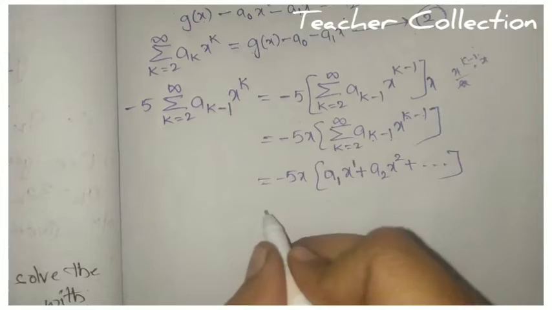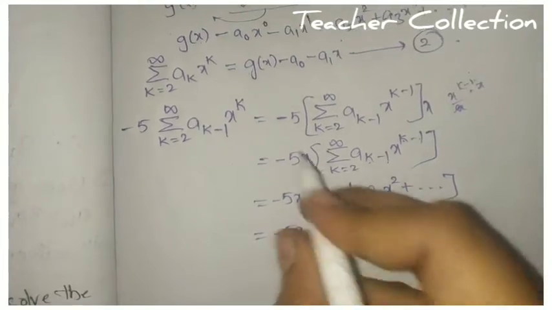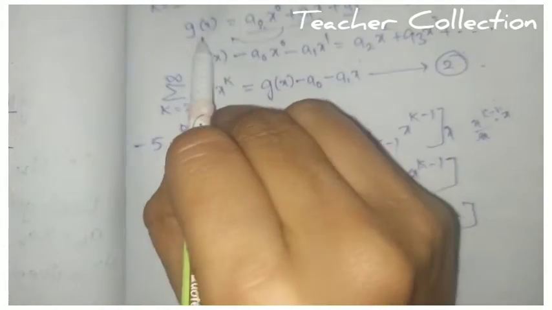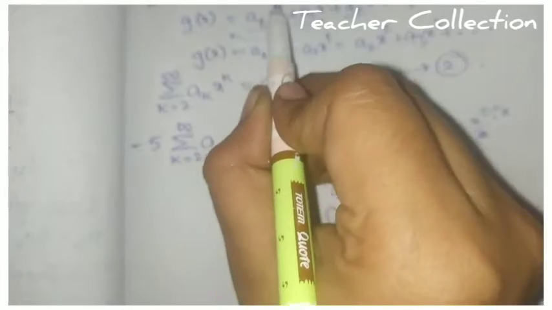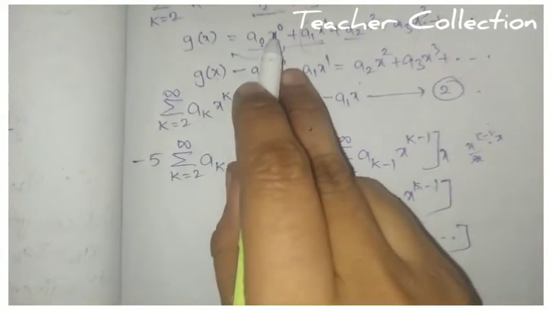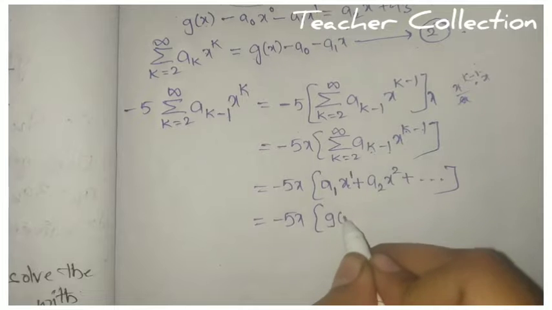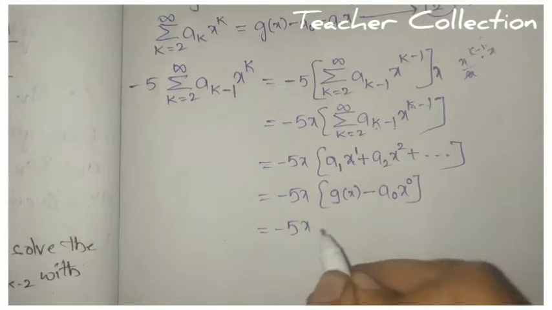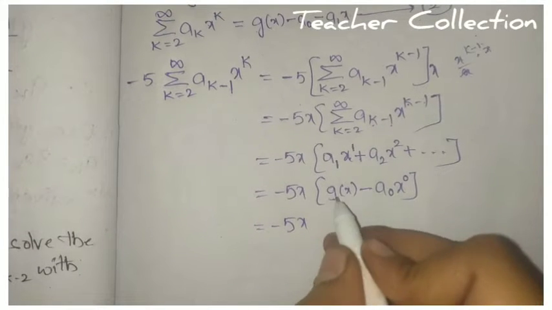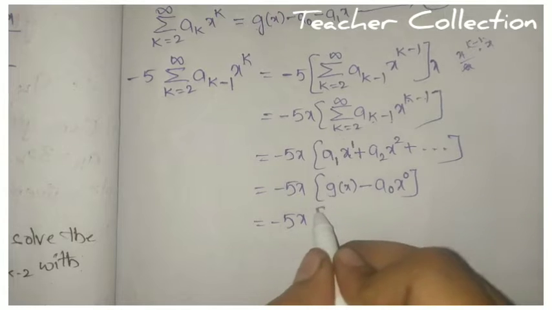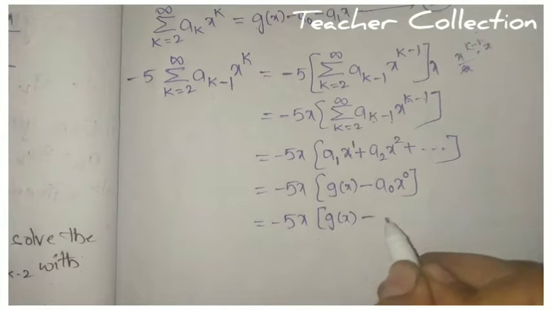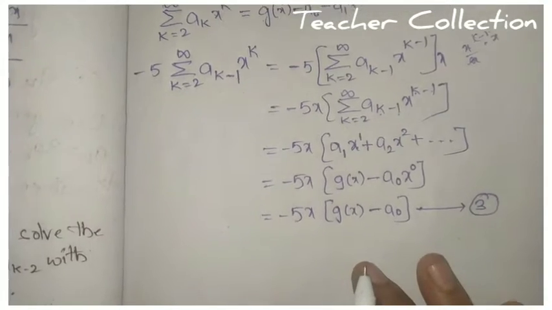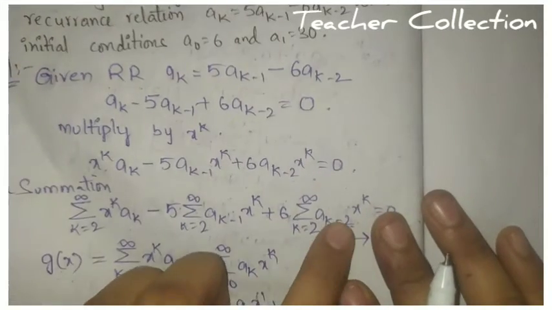So we'll take this term to this side. It will become g of x minus a naught x^0. So we'll get minus 5x into g of x minus a naught. This I am taking as equation number 3. Now we'll solve this third term.